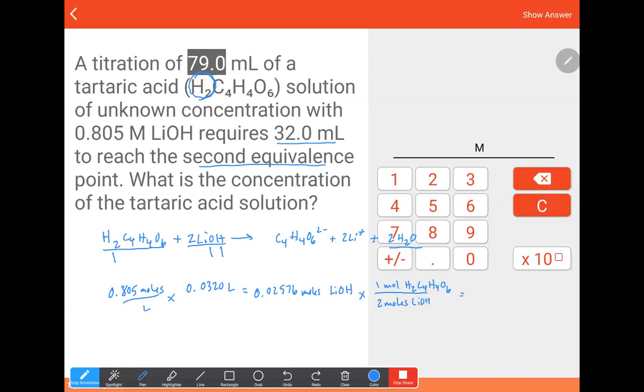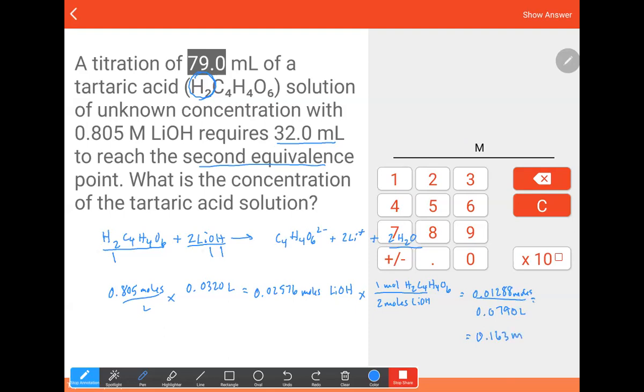So we have 0.01288 moles divided by our volume. 79 divided by 1,000 is 0.079 liters. Divide that by 0.079, and we get 0.163 molar. So writing this equation out is key.